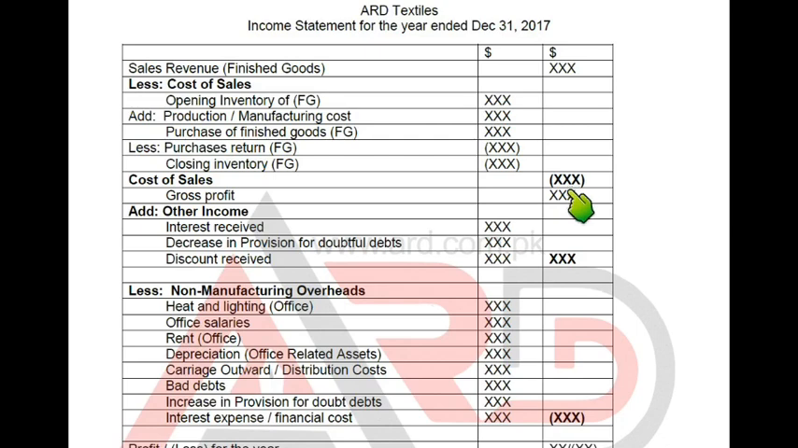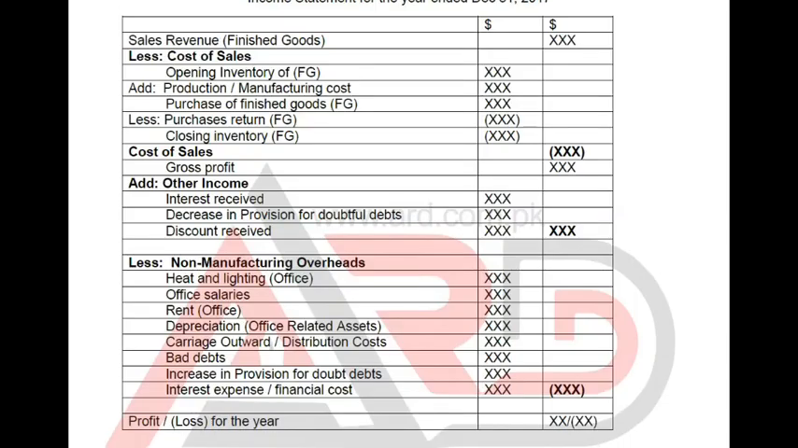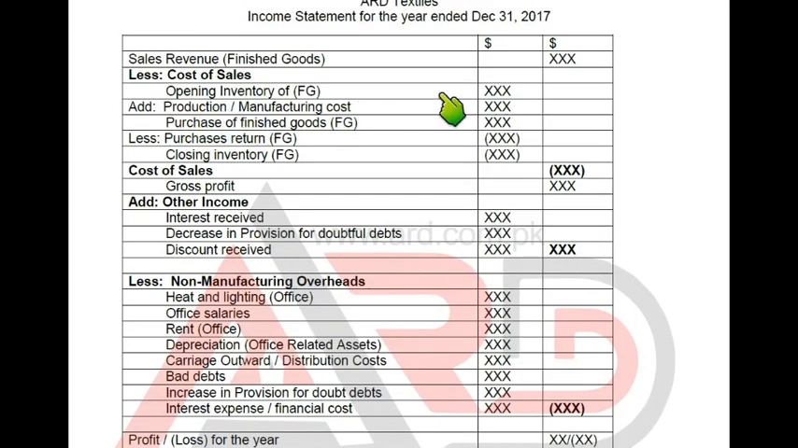One thing that is new, that does not come in the regular income statement relating to a sole trader, is production or manufacturing cost. Where does this production or manufacturing cost arise? We will already be calculating it in the first part, the manufacturing account. Then in the second part, we will only be writing the total of production or manufacturing cost.